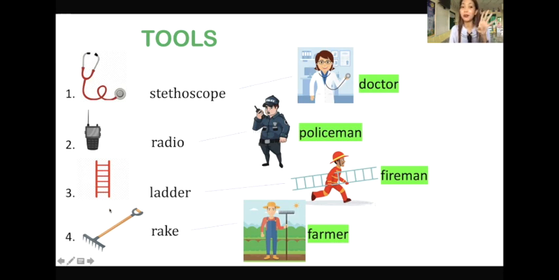Now let's have number four. Rake. So this is a rake. And a farmer uses a rake. A farmer uses a rake. Okay? So, one more time. We have stethoscope, radio, ladder, rake. Good job. Now, let's have the next slide.